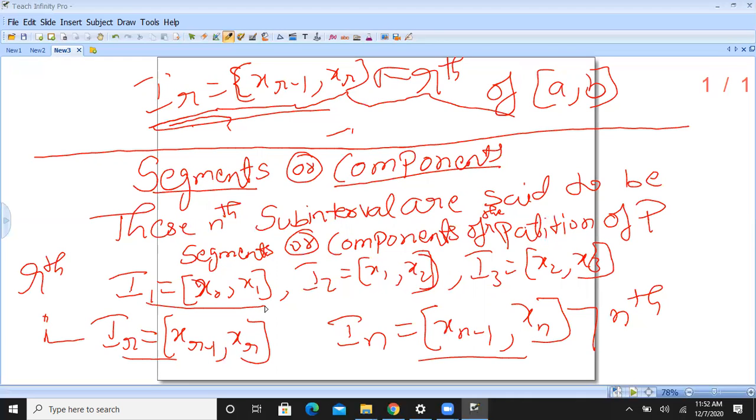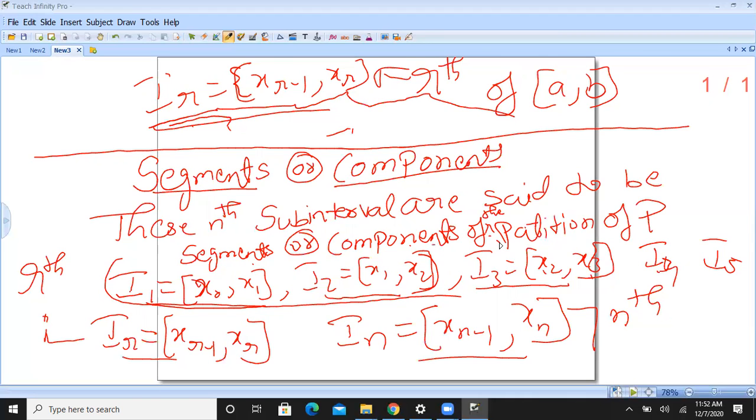So the first subinterval we do like this. The second subinterval is x1, x2, and the third subinterval is x2, x3. As usual, the fourth and fifth subintervals will come. Okay, these are the subintervals. So what does the definition of segments or components mean? The nth subintervals, all of these from 1 up to n, are said to be segments or components of the partition of P.